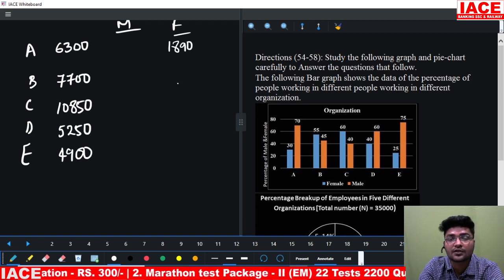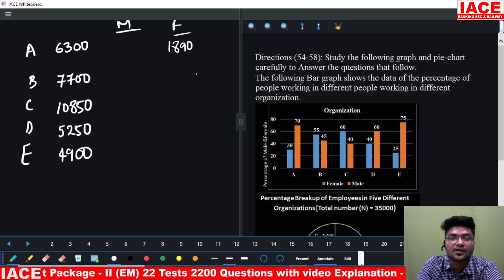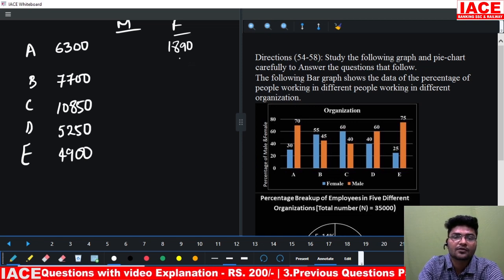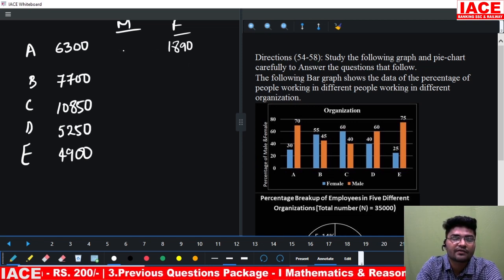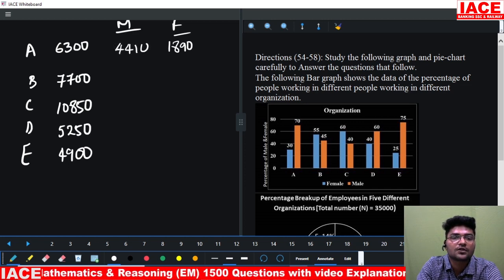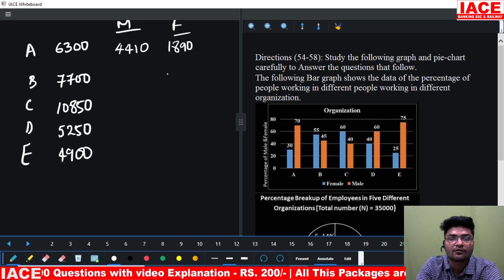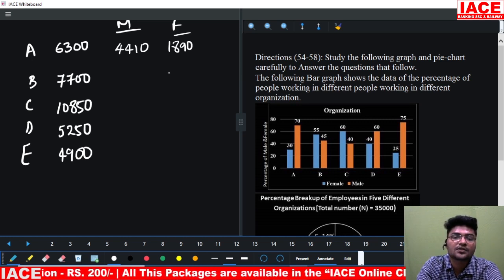First find out females so that we don't get confused. Second is 55 percent, find it out combinedly. Males will be 70%. 70% means how much? 70% means 7 into 630, which is 4410. Next, for B, 55%, 45%.